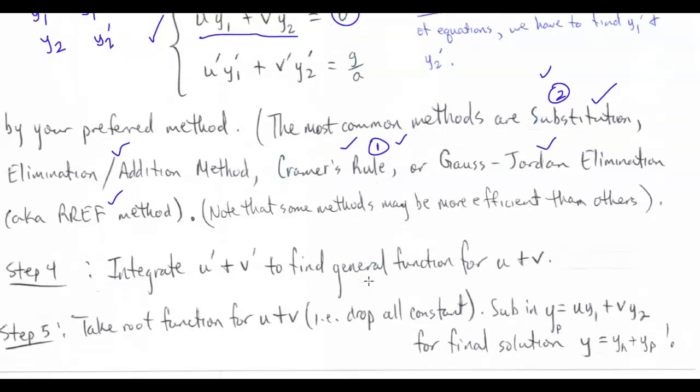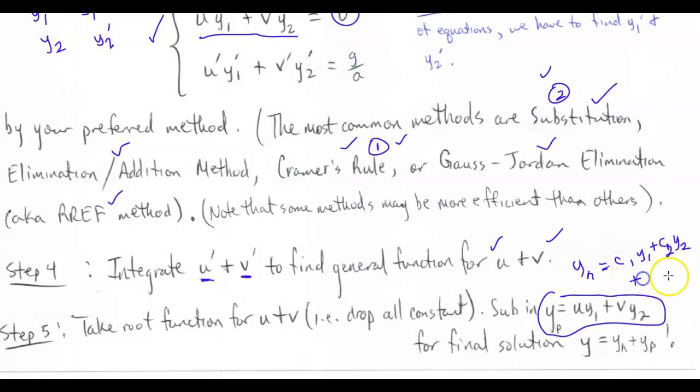Now, after we found out what our u prime and our v prime are, we simply take the antiderivative of those to be able to find out what u and v are. Once we find u and v, remember that our particular solution is just u times the first homogeneous solution plus v times the second homogeneous solution. And we can combine that along with the fact that our homogeneous solution in general looks like this. We add these two together here to come up with our final solution.